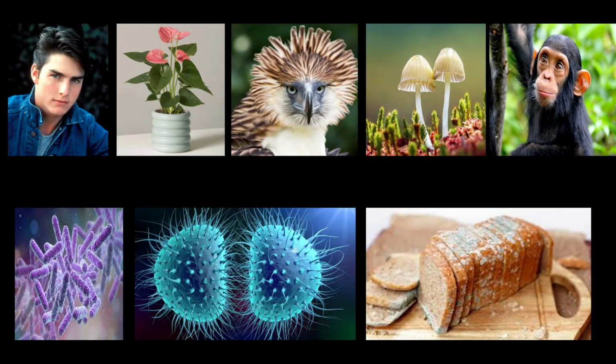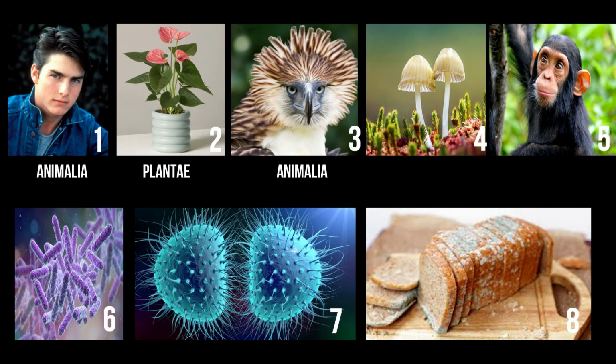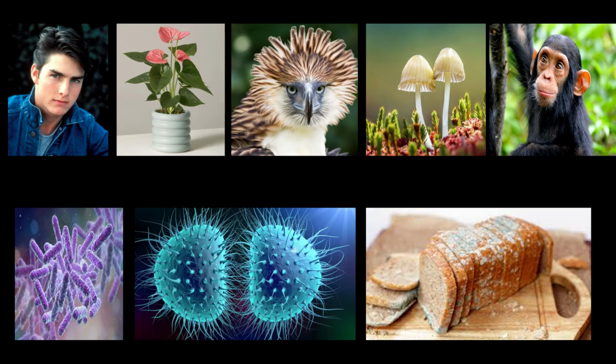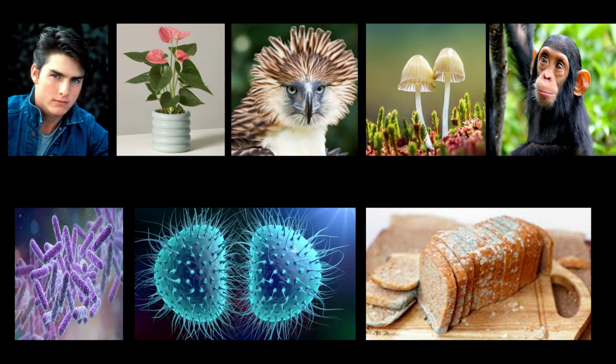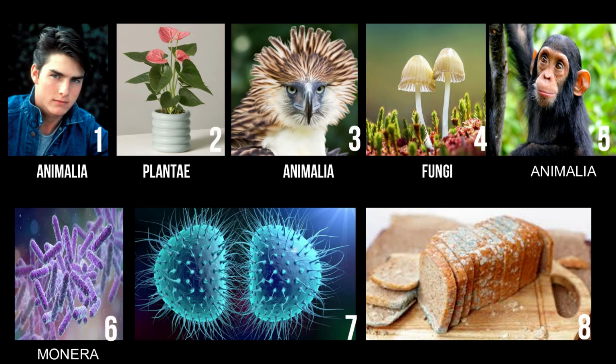Okay, let's now check your activity. For number 1, we have Kingdom Animalia. Second, we have Kingdom Plantae. Third, we have Kingdom Animalia. Fourth, we have Kingdom Fungi. Fifth, we have Kingdom Animalia. 6, we also have Kingdom Monera. 7, we also have Kingdom Monera. And 8, we have Kingdom Fungi.